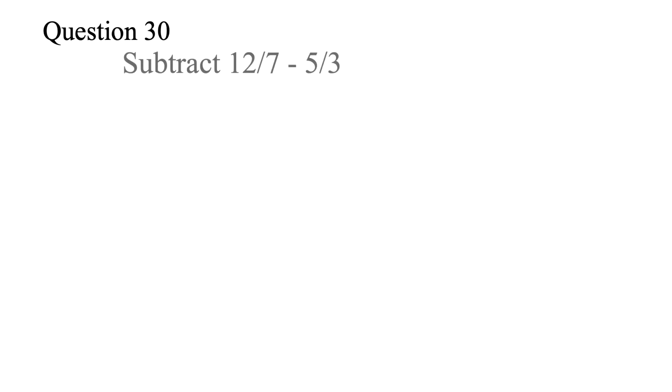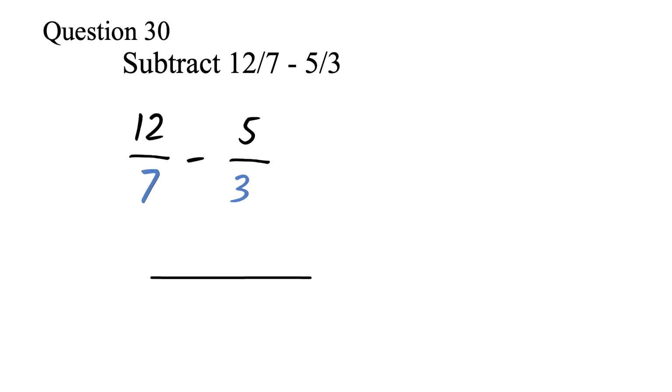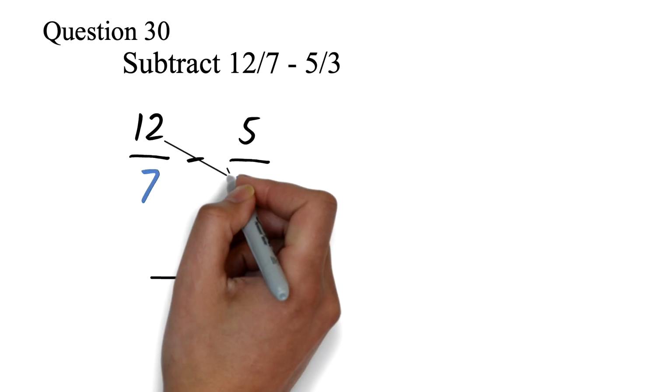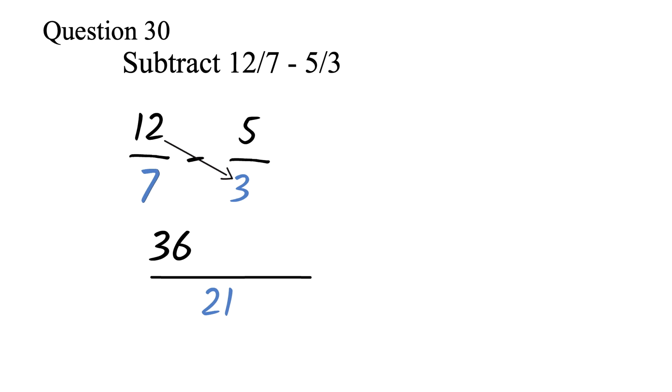Question 30. Subtract 12 over 7 minus 5 over 3. Solving questions on improper fractions is exactly the same as solving questions on proper fractions. Here, we will use the cross multiplication method. We multiply the denominators, 7 times 3 to get 21. Then we cross multiply. 12 times 3 to get 36, minus 5 times 7 to get 35. We subtract 36 minus 35 to get 1 over 21 as our answer.